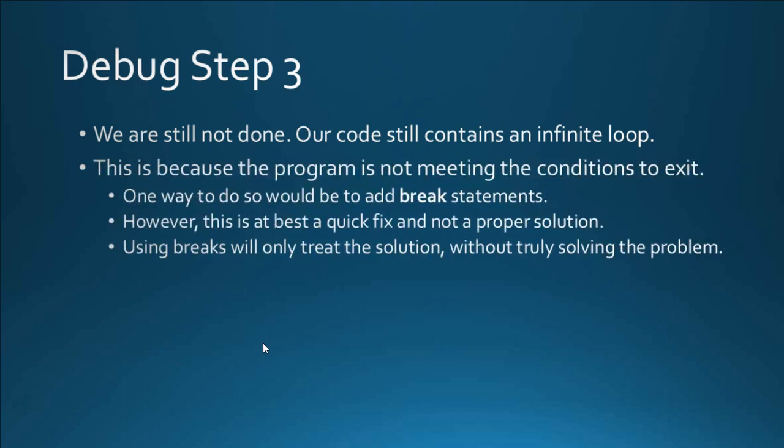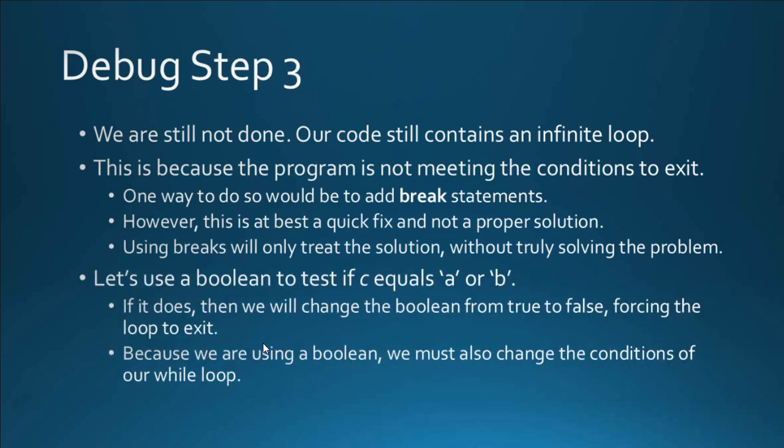This is because the program hasn't met the condition's exit. Now, one way we could do this is to add break statements. However, this is a quick fix at best and not a proper solution. Using breaks will only treat the symptom, but they won't really solve the problem. We can use a Boolean, though, to test to see if c is equal to a or b. If it does, this will change the Boolean from true to false, forcing the loop to exit. Because we are using a Boolean, though, we must also change the conditions of our while loop.